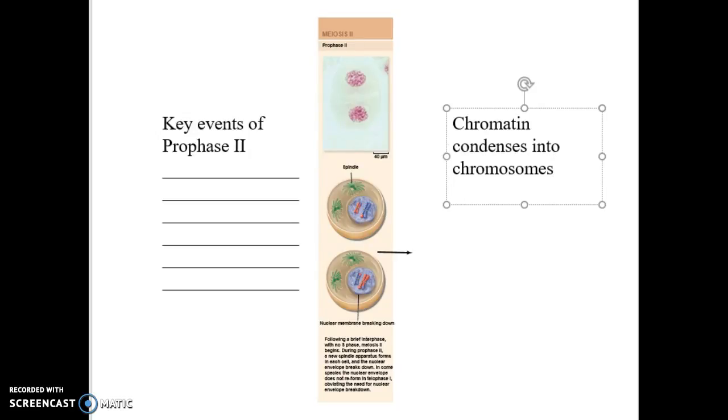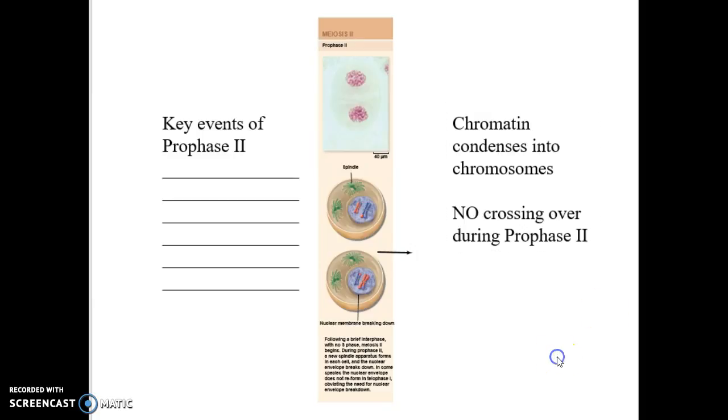But a big thing to keep in mind here, there is no crossing over during prophase 2. The cells have 23 chromosomes in each of them. They do not pair up and they do not cross over here. They only cross over in prophase 1. Okay, so there's no crossing over happening here during prophase 2.